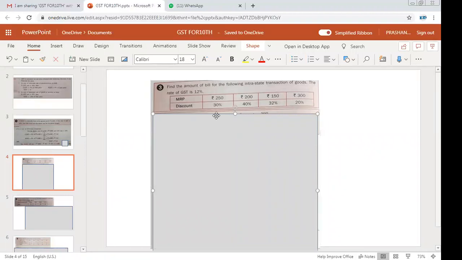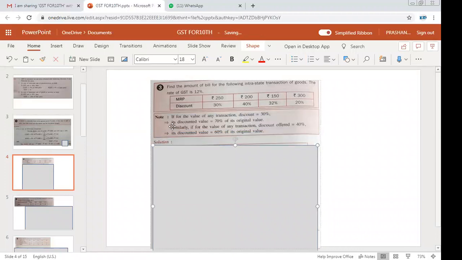Now understand, students, there is a short explanation given here. So what is this explanation? If the value of any transaction is given and the discount is given as, say, 30%, then the discounted value will become 70% of the original value. It's so simple, isn't it? If the discount given is 40%, then the discounted value will become 60% of the original value. Why have they mentioned this here? Because they're going to use a table. Now let's see how the table works.